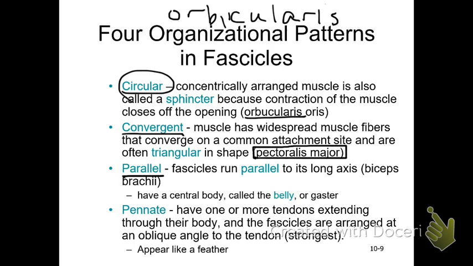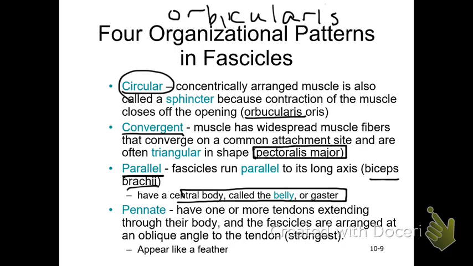They are long muscles. Your biceps brachii, for example, is a parallel muscle. And one characteristic of those long parallel muscles is that they have a central body, or what's called the belly, or the gaster of that muscle. So when the biceps brachii contracts, the body or the belly or the gaster of that muscle is what pops up. And then pennate refers to a feather-shaped muscle.